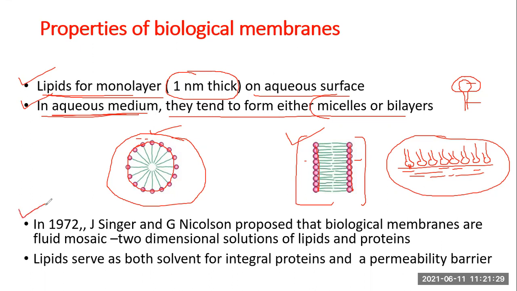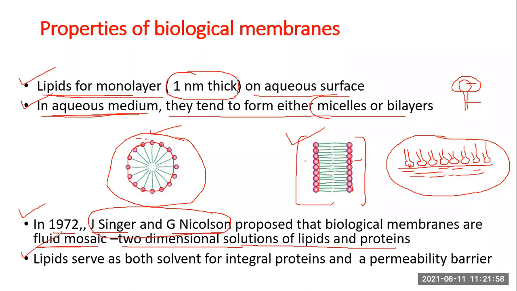Based on some of these pioneering and innovative experiments, in 1972, J. Singer and G. Nicholson proposed that biological membranes are fluid mosaics. So they gave the fluid mosaic model. They are two-dimensional solutions of lipids and proteins. They are not static assemblies; they are dynamic assemblies.